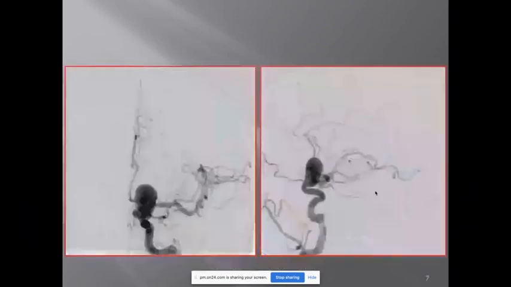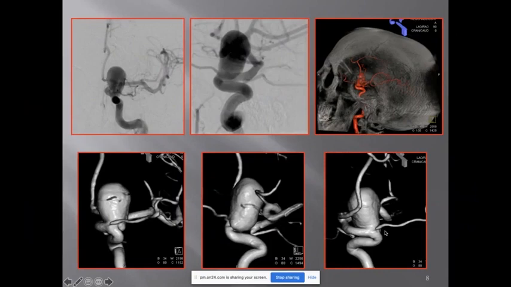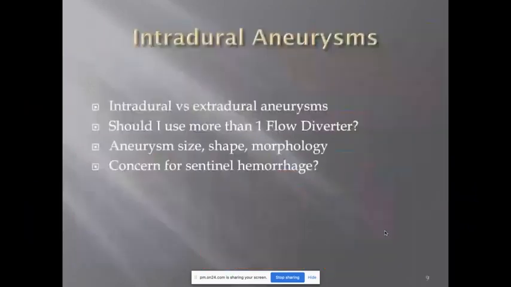And so again, this is a bread-and-butter Pipeline case. This is probably one of the first cases that I did several years ago: a large ophthalmic paraclinoid aneurysm. Here are the AP and lateral projections, and here are the 3Ds. You can see the relationship of the ophthalmic artery down near the base, but it's just a classic flow diverter case for 2020.